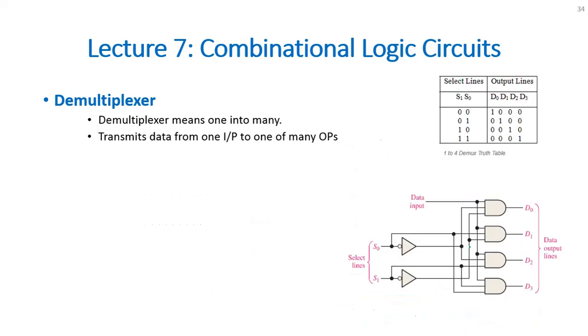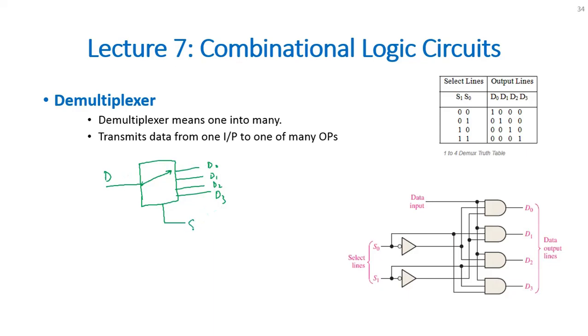Demultiplexer means one into many. It is exactly the reverse of the multiplexer. So for example, let me draw the dialog box again. You have only one data input, for example, let me call it D, and you have multiple outputs. Then we have the dialog box which can be connected to either D0, D1, D2 or D3, and again we need selection bits to connect this data D with D0, D1, D2 or D3.